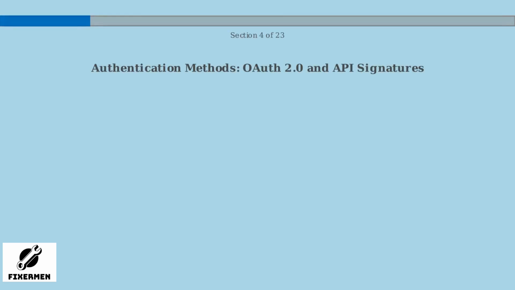PayPal primarily uses two authentication methods to secure API access: OAuth 2.0 and API signatures. These methods ensure that only authorized applications can interact with PayPal's services. OAuth 2.0 is a modern authorization framework that uses access tokens. These bearer tokens are temporary credentials that grant specific permissions to access PayPal resources without sharing your actual credentials.